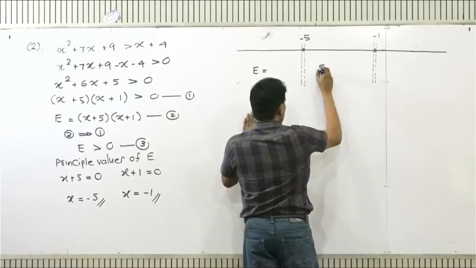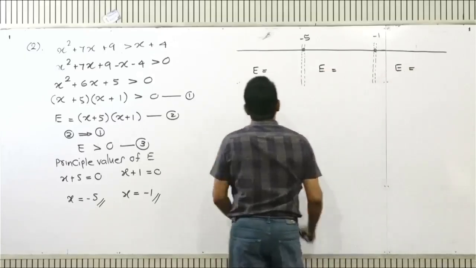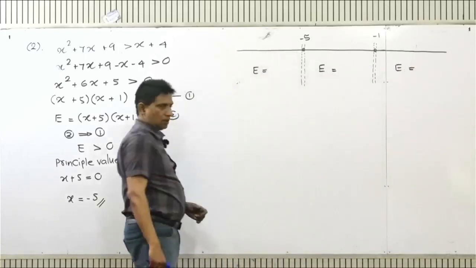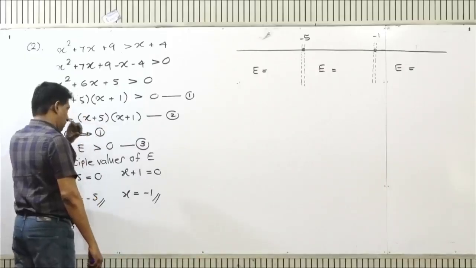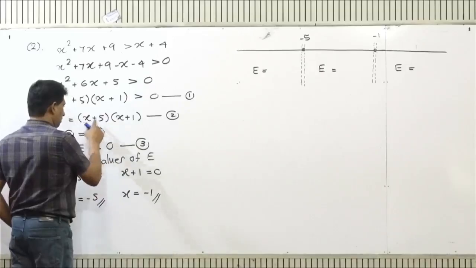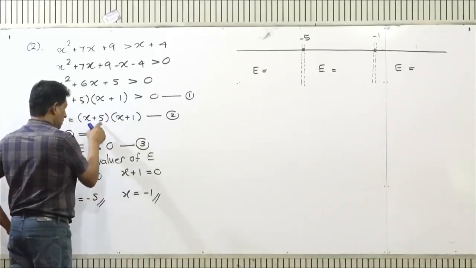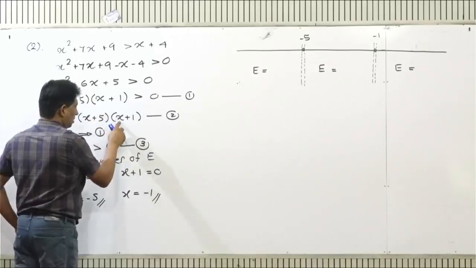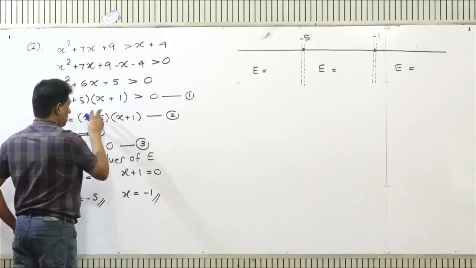Now we have to find the sign of each and every area. In this area, the value of x is less than minus 5. Then we have to imagine one value, minus 6, minus 7, like that, and substitute it here. Let's substitute minus 6. Minus 6 plus 5 means minus 1, that means this one is minus. Here minus 6 plus 1 means minus 5. This one minus, this one minus, this one minus.